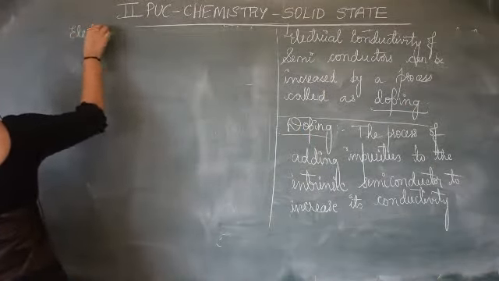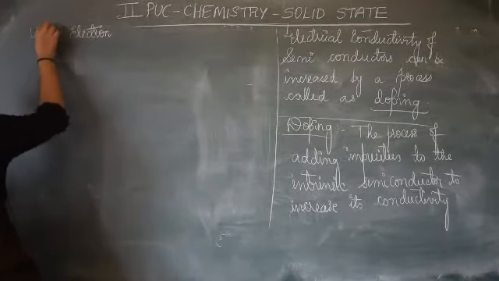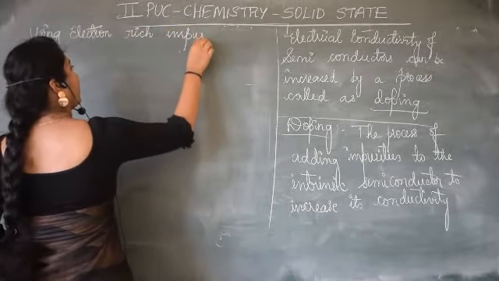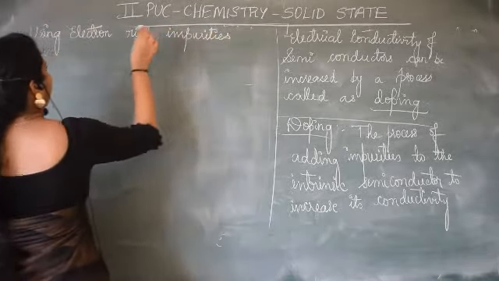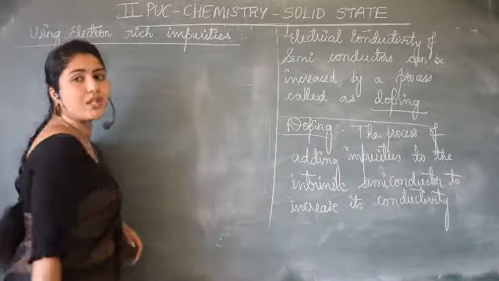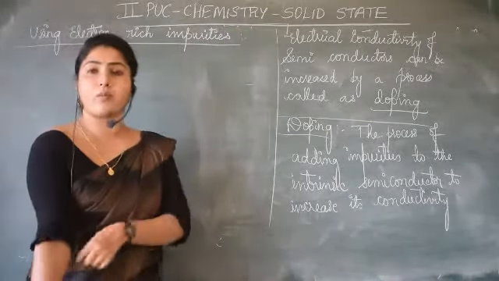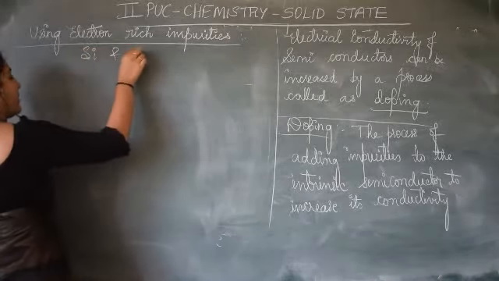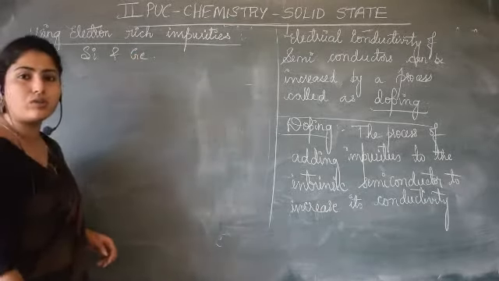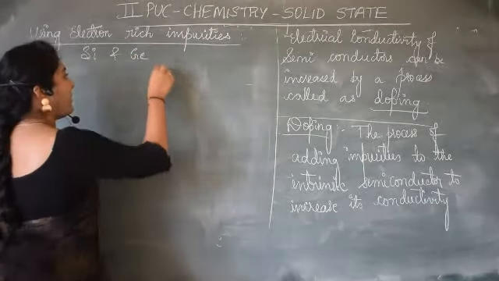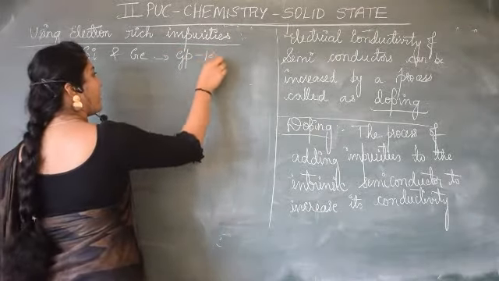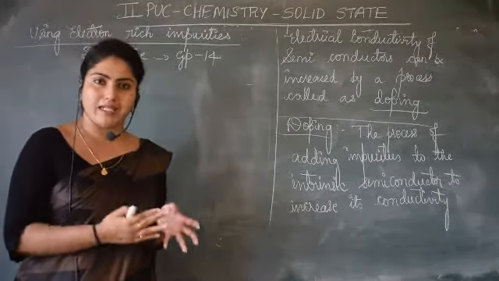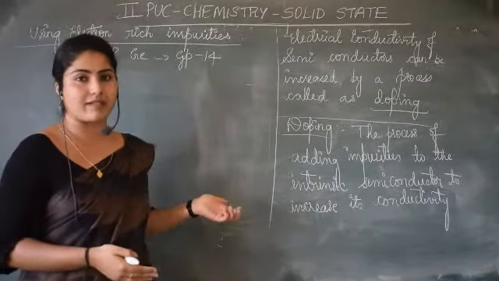That is doping using electron rich impurities. Now here what is done? Silicon and germanium, they belong to group 14. This is for your information I'm explaining. Usually the question asked is to differentiate between N-type and P-type semiconductor. I will explain you what it is.